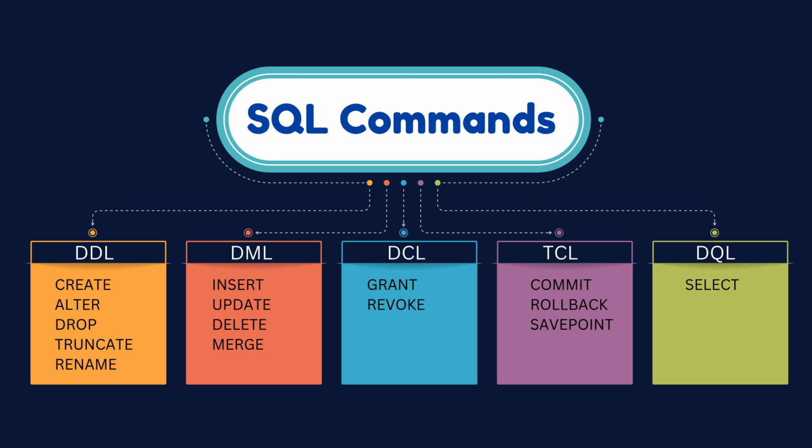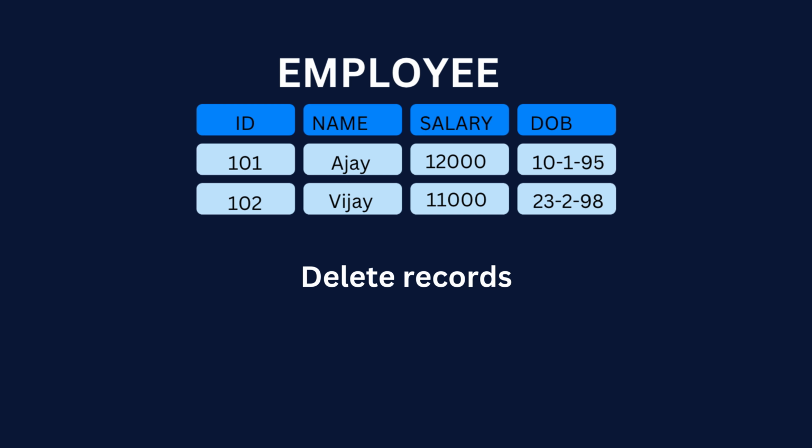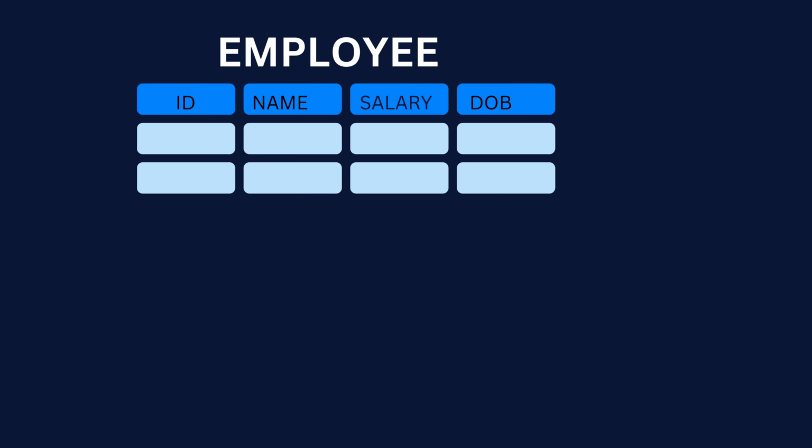Let's talk about the update command. I wanted to update the salary of this first record, or the first employee. I can write this update command to update his salary. To do any changes into the data, to update the data, we can use the update command. So the next command is delete. We have these 2 records in this employee table. I wanted to delete all the records or any particular record. In that case, I can use the delete command to delete these records.